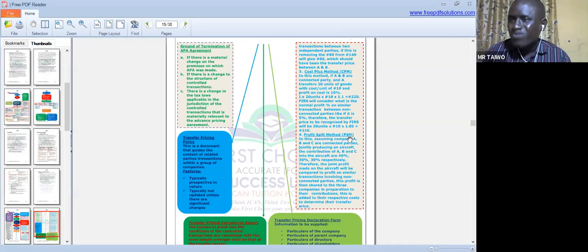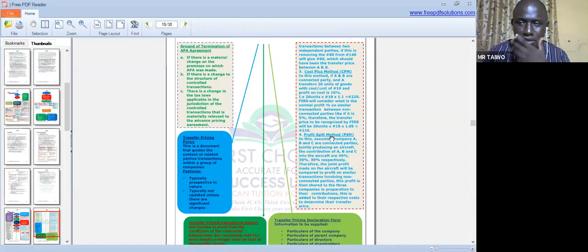3,000 to C. Those profits will now be added to their individual costs. If we add the cost plus the profit shared to A, that will be the transfer price of A. For B, if you add the profit share to the cost of B, that will be the transfer price of B. And for C also will be the transfer price of C. That is how they determine the transfer price under the profit split method. I hope you understand what I'm saying.